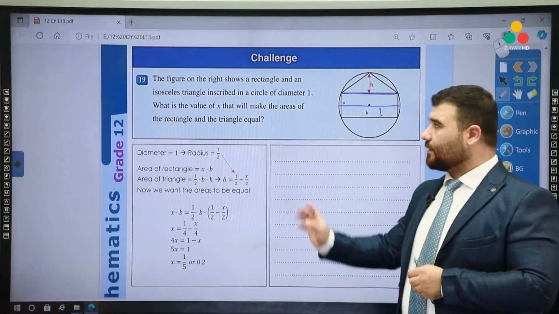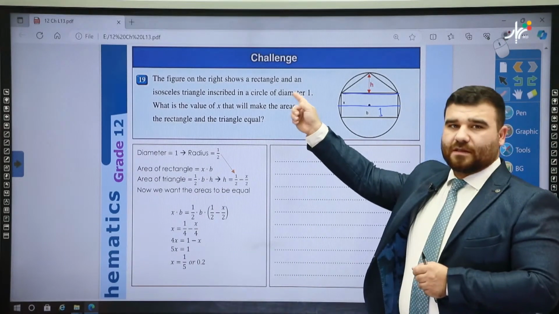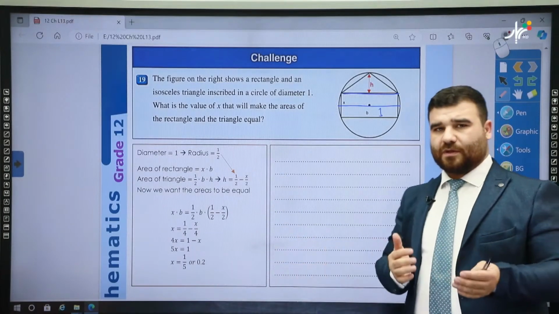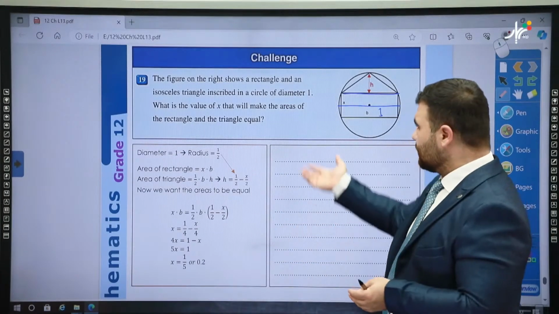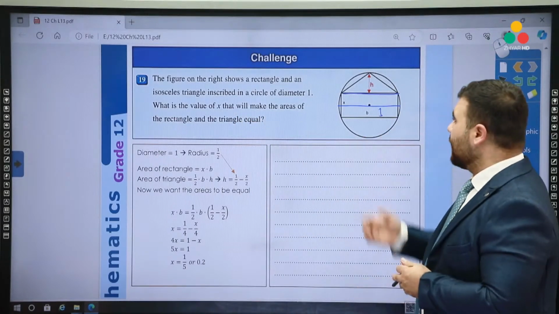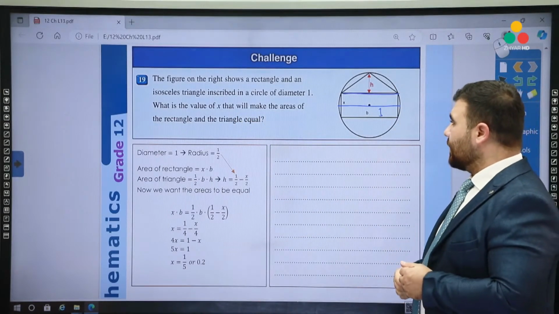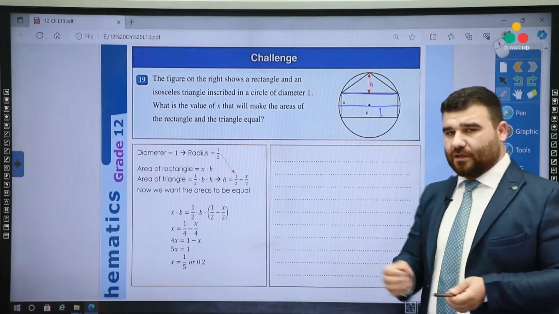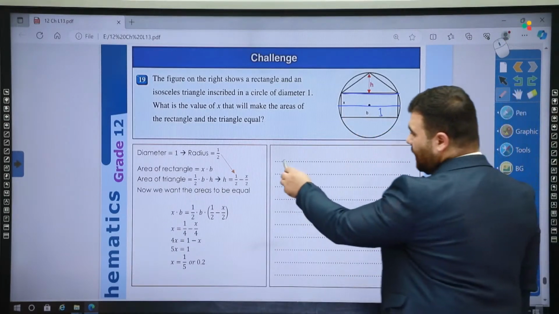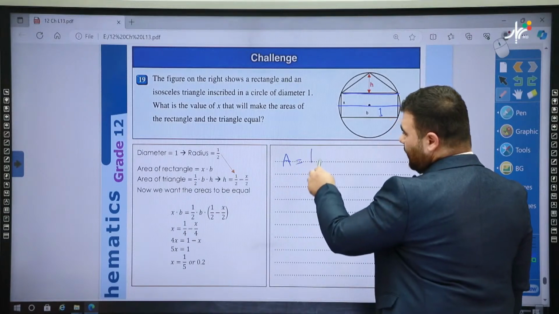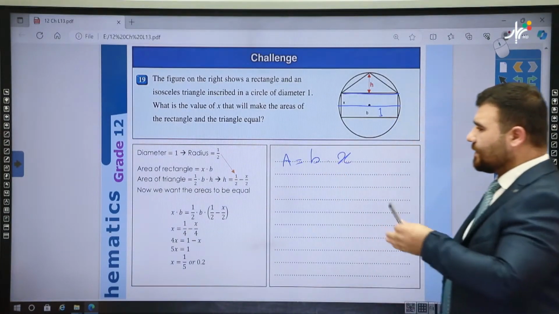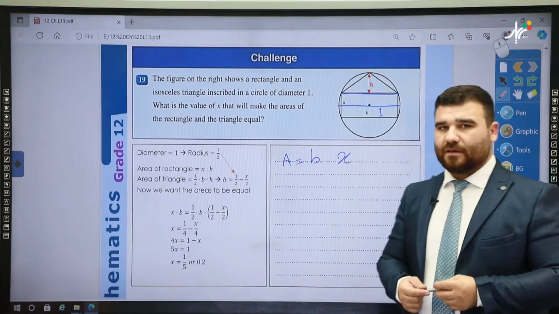Let's do this. In the Kurdish book, it's written radius equal to 1. This is why this answer might be a little bit different from the Kurdish, but this answer for this question is correct. Now, we begin with writing the rule of area. The rule of area of a rectangle is length times width. For this case, the rule of area is b multiplied by x. X times b, b times x, doesn't matter.